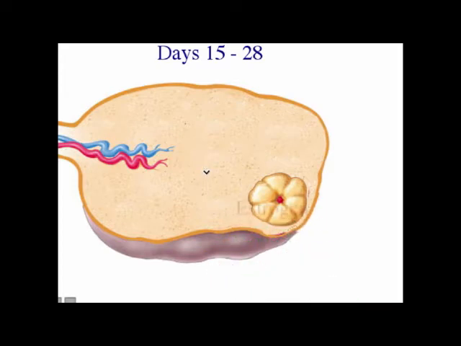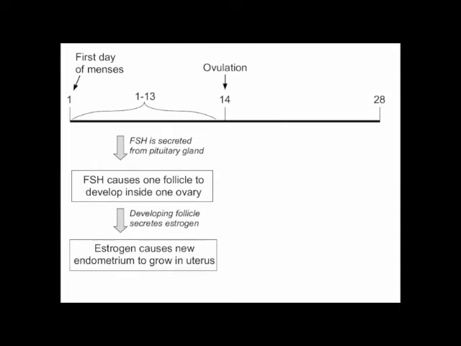Now, you might remember the follicle was already making estrogen. Even before it ovulated the egg, it was making estrogen. And does anybody remember what that estrogen was doing? You're kind of along the right track.